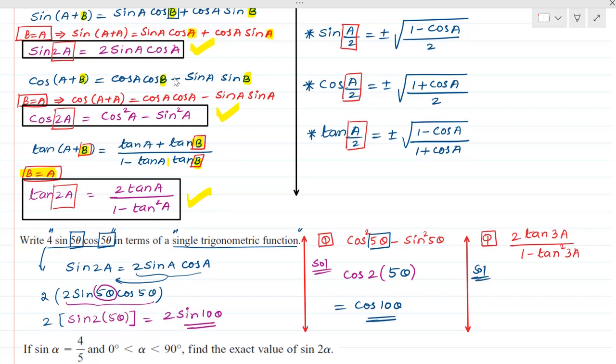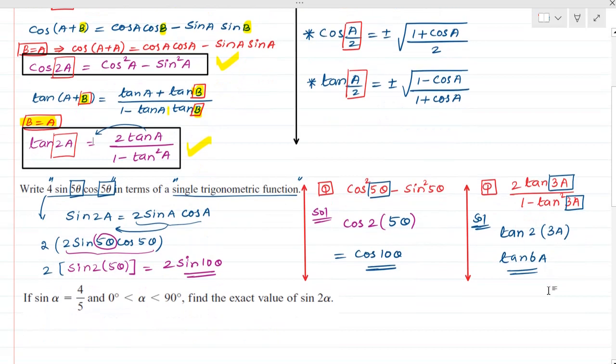Next, here we have 3A and here also 3A. So tan 2 alpha is equal to tan of 2 times 3A, which is tan 6A. So we are writing the formula. This is given; I will write this part. But the angle is different. What is the angle given here? The angle is 5 theta in the second one, and the angle is 3A in the third one.